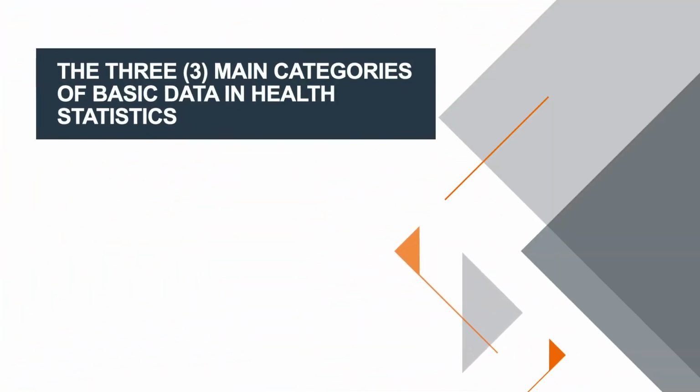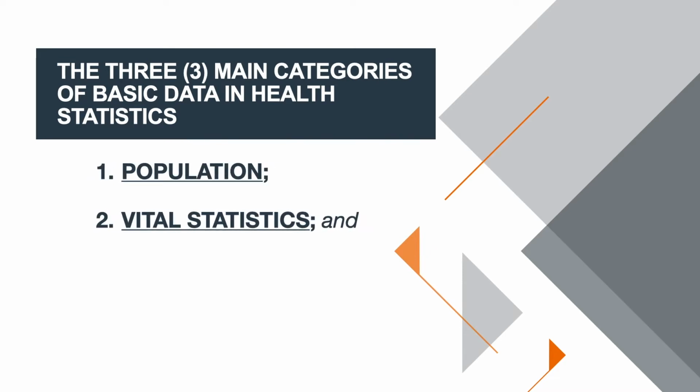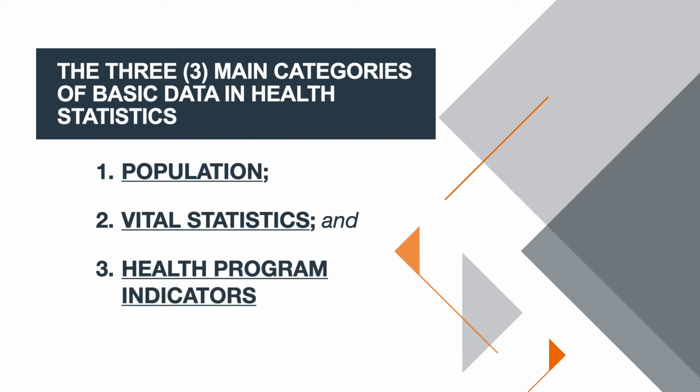The three main categories of basic data in health statistics. 1. Population. 2. Vital statistics, and 3. Health program indicators.